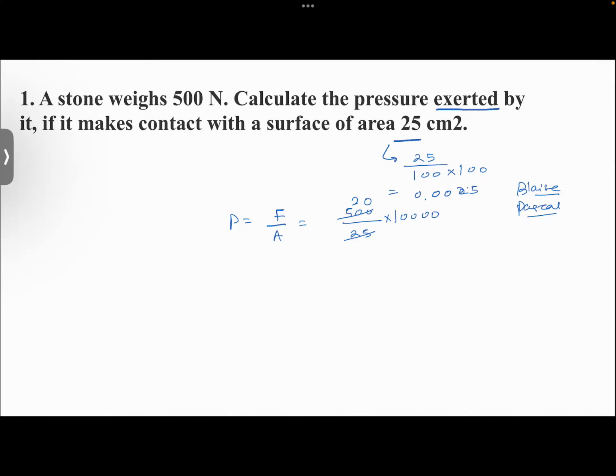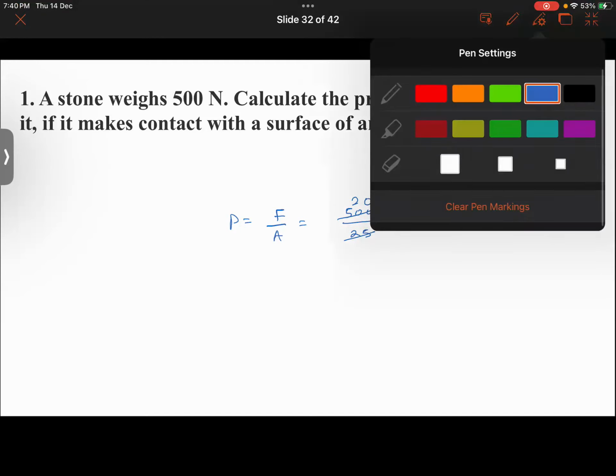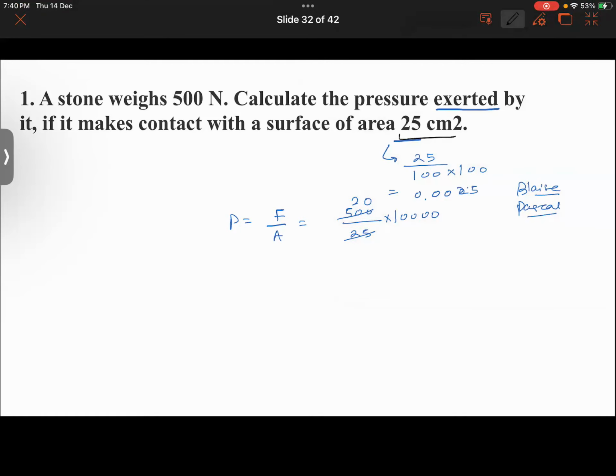Look here, it's a unit now. What is given here? 25 square centimeter area is given, right? Yes, sir. In order to convert from square centimeter to square meter, you have to divide by this, first by 100, then again by 100. So this should be 0.0025 now. Yes, sir.